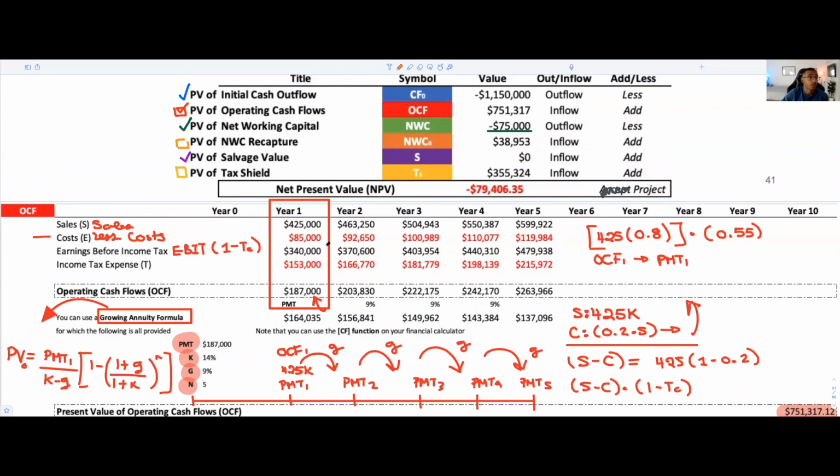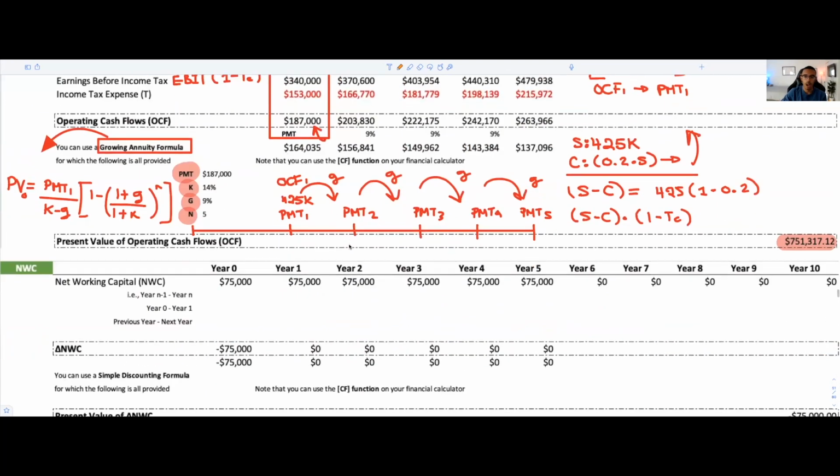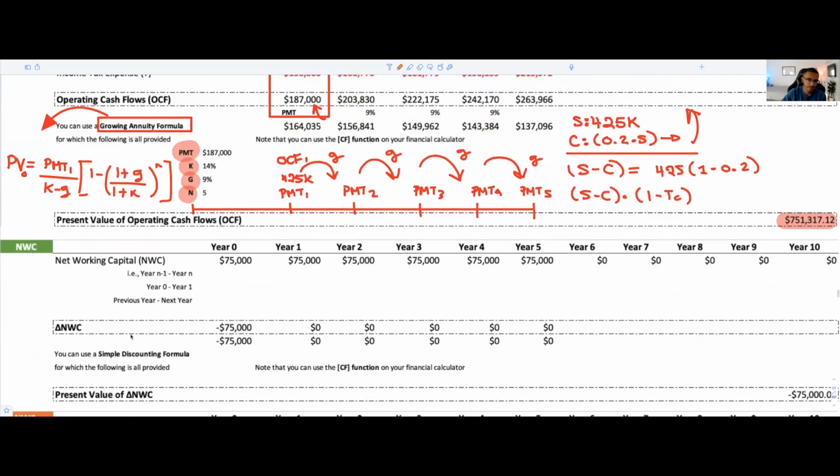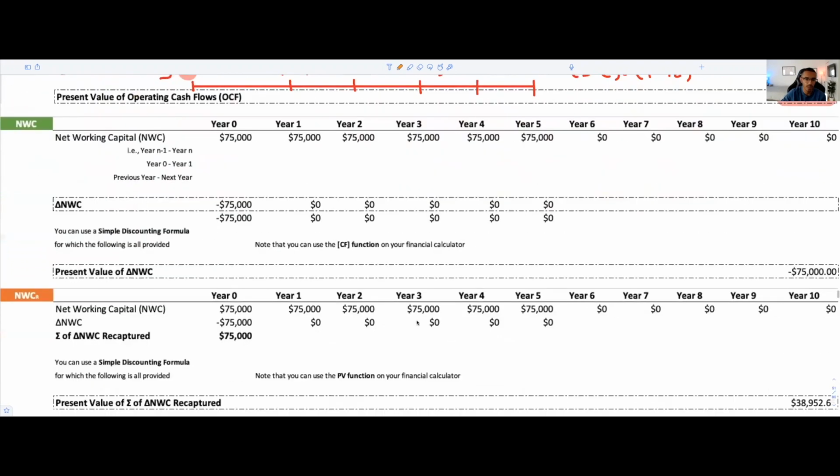Well, not all that you have to do. The next step is to do that. For the net working capital recapture, it's pretty straightforward. By the way, notice how I gave you the section here for NWC, but it's really minus 75K. It goes back to the rule that we mentioned earlier. Okay, not going to spend too much time on that. It's a walk in the park.